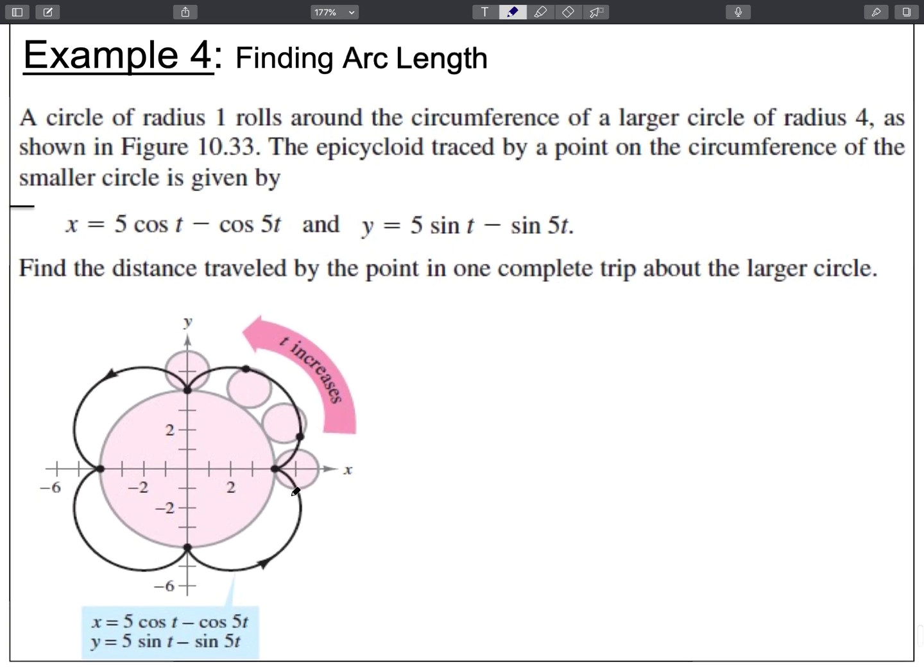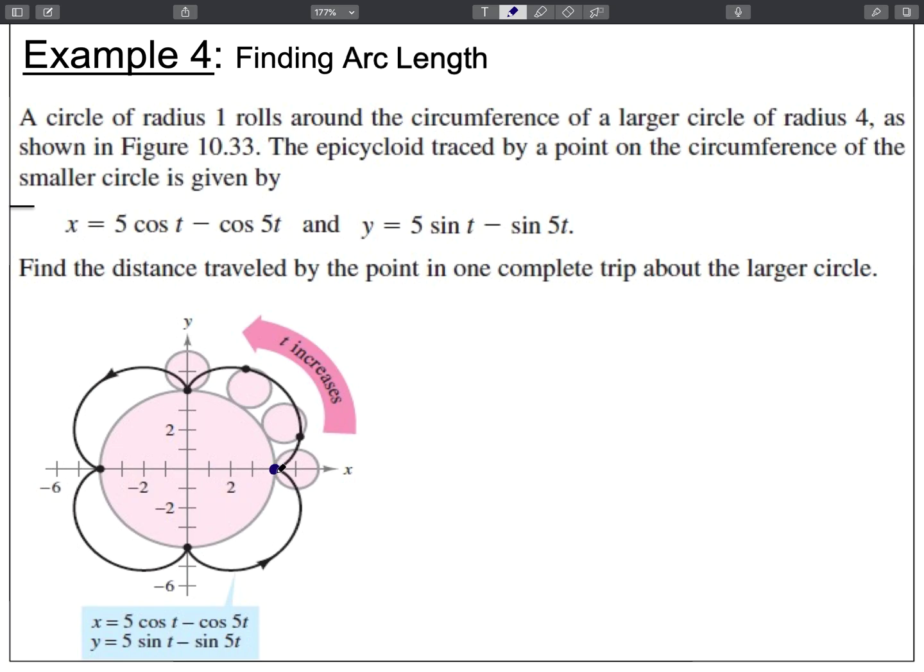So the last question that we need to complete in our notes is example 4. It says, can we find the arc length of this parametric curve? It's kind of an interesting one. You can see it's parametric by the arrows that are there. This is called an epicycloid, traced by a point on the circumference. So we want to say, what's going to be the distance traveled in one complete trip around?